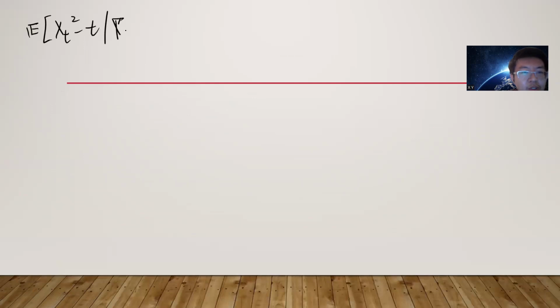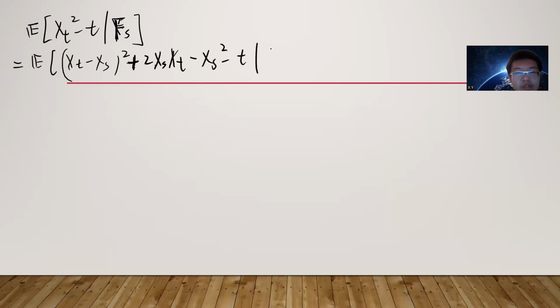So let's say this is F_s. How do we do this? Doing the stupid trick as we just did: X_t minus X_s, squared, right? So let's say you get minus, plus 2 X_s, minus s squared minus t, given F_s.